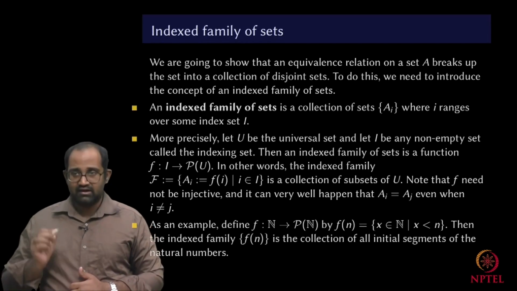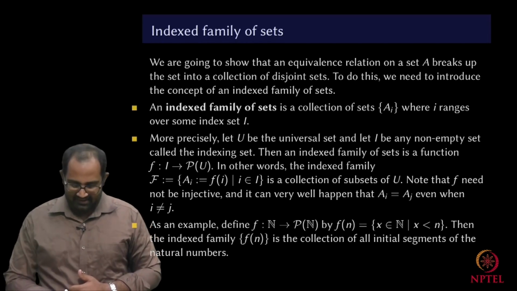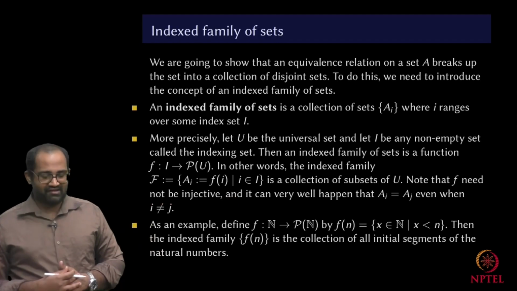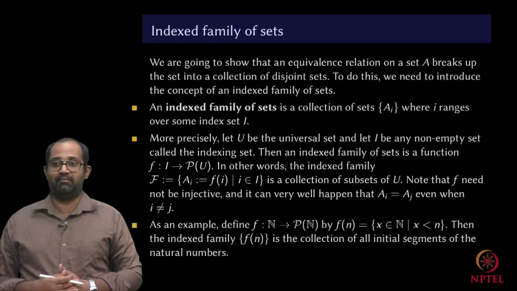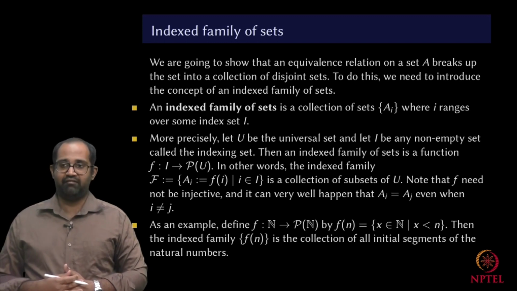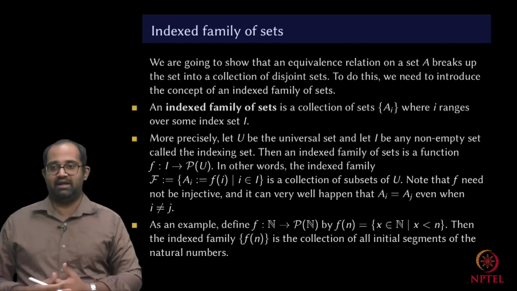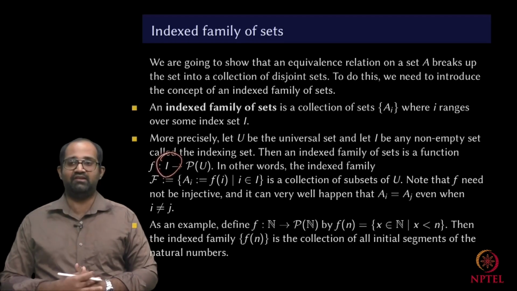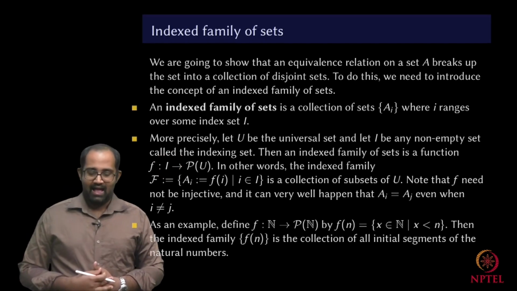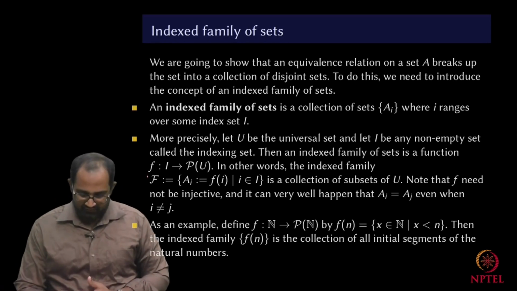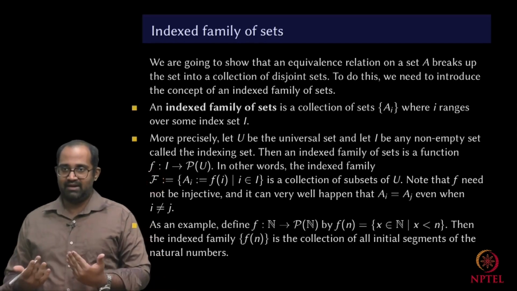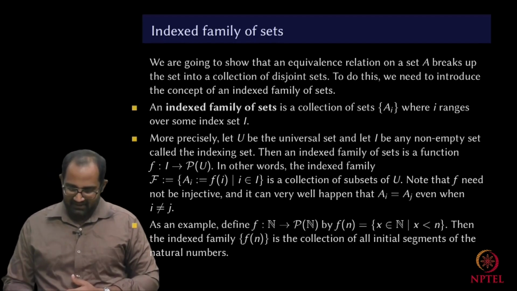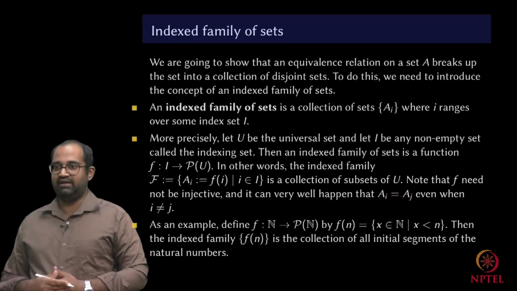Another crucial point that I want to make is that f need not be injective. So, that means there could be several sets in your indexed family which have multiple names. It can happen that if you are indexing by natural numbers, A_1 is equal to A_3. As elements of the set f, they are the same element, but they have multiple names. So, it can happen that A_i is equal to A_j even when i is not equal to j.